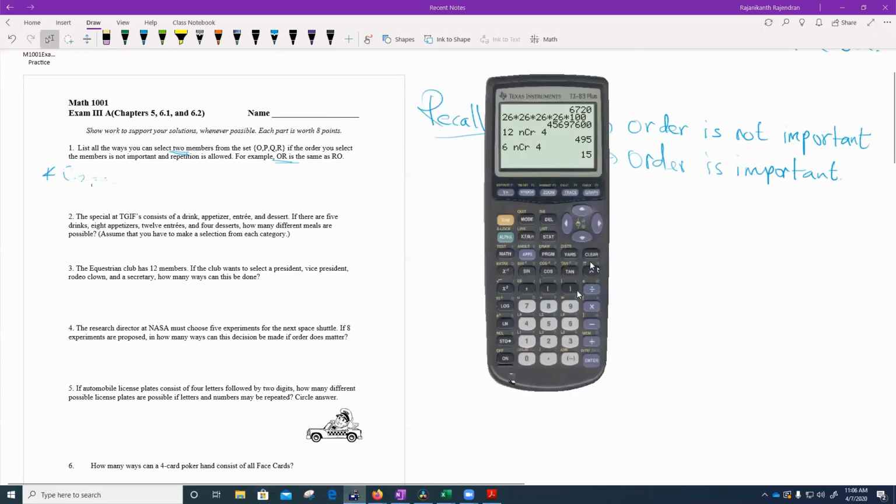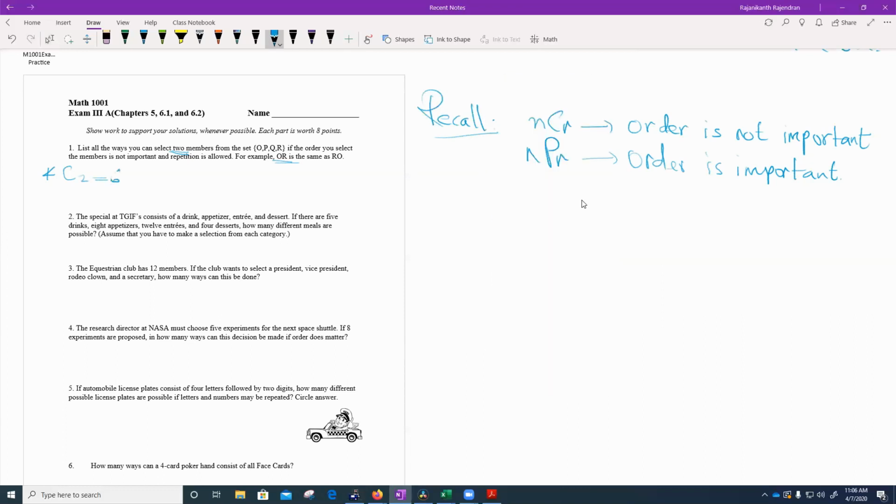Go to your calculator. 4 choose 2. So 4 choose 2 is 6. That means we could make this arrangement in 6 ways, but they are asking us to list all the 6 ways. So what are those ways?